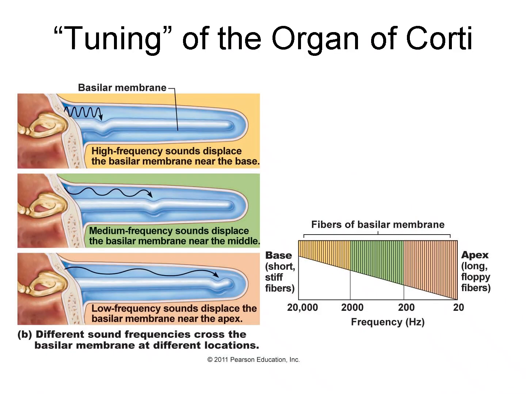Different sound frequencies cross the basilar membrane at different locations along the cochlea. High-frequency sounds have a short wavelength that displaces the proximal end of the basilar membrane. Medium-frequency sounds displace the basilar membrane near the middle of the cochlea, and low-frequency sounds displace the basilar membrane at its distal end near the apex.